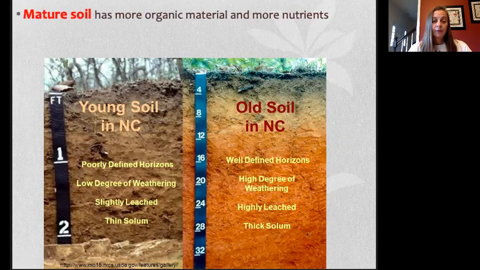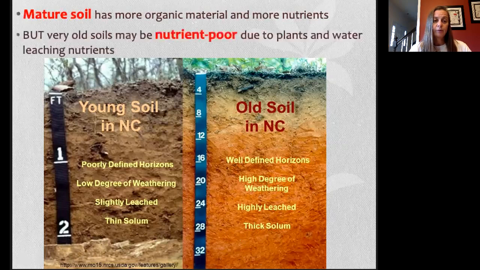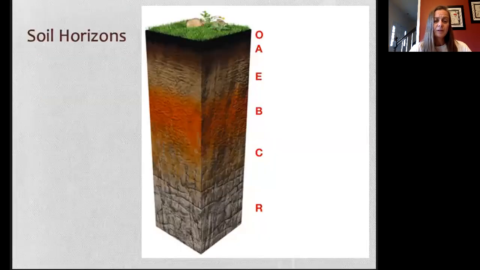So mature soil has more organic material mixed into it, and therefore it has more nutrients. But some very old soils, especially if things have been growing in them for a long time, might be nutrient poor due to plants and water leaching nutrients. So let's take a look at these soil horizons.